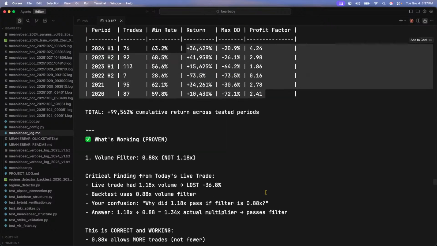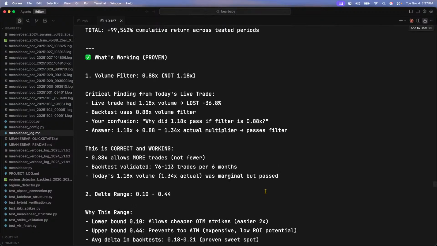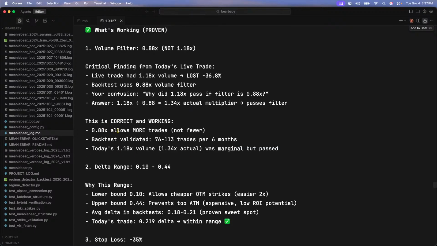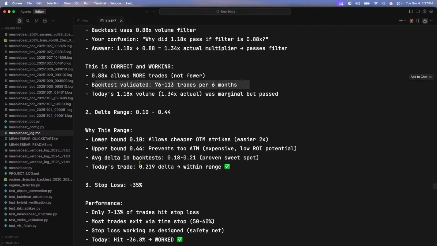What worked? Critical from today's finding is that the live trade had 0.18 volume and lost 36%. The backtest uses a 0.88% volume filter. Your confusion is that why didn't... That's not my confusion, bro. Allows more trades, not fewer. The backtest validated over 6. Okay.